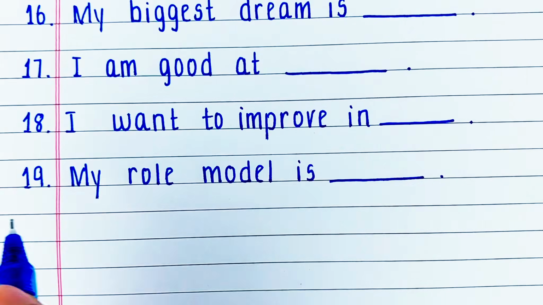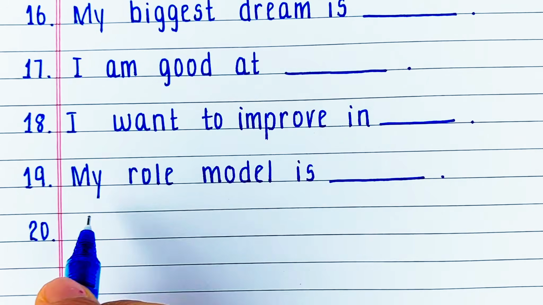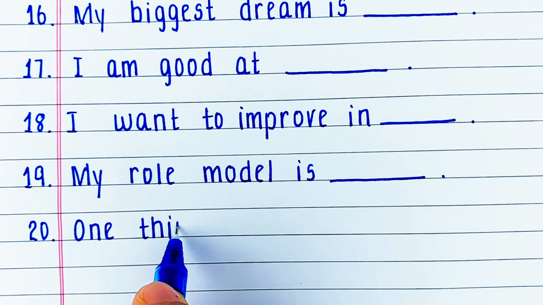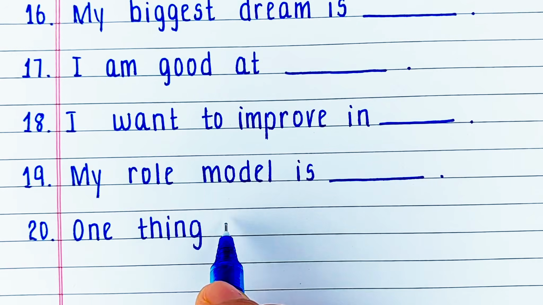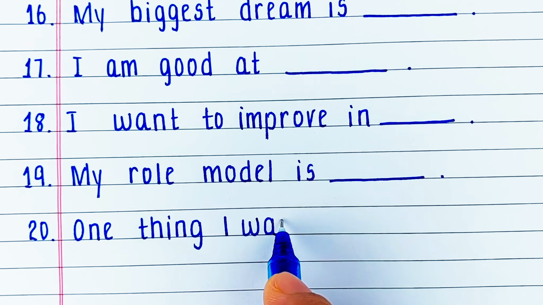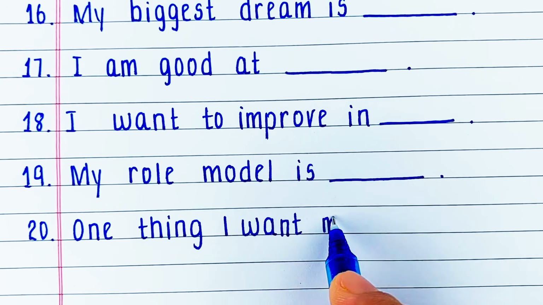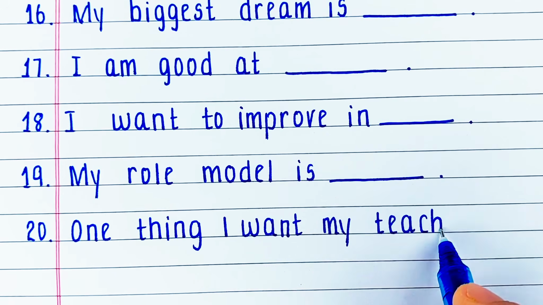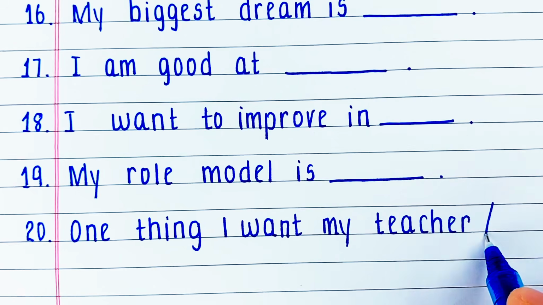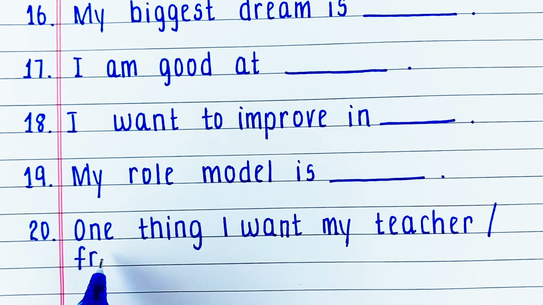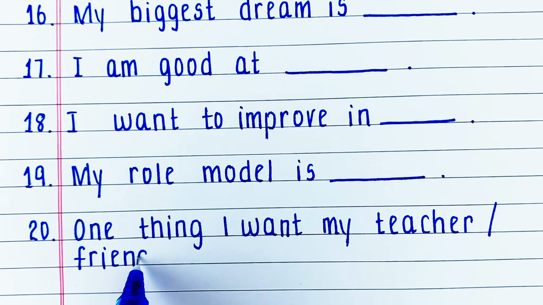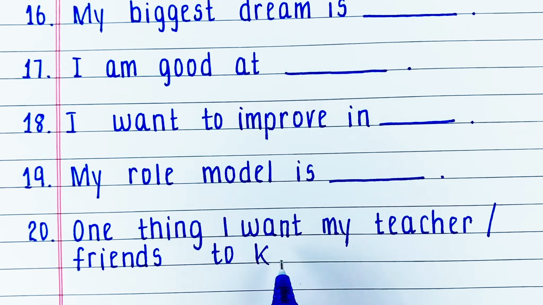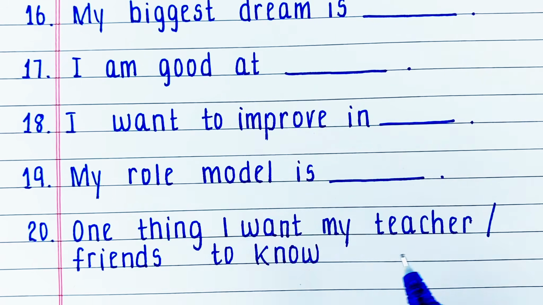Next line: My role model is dash. Here, write the full name of your role model or the person that you find your idol.